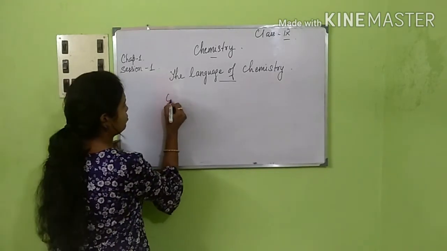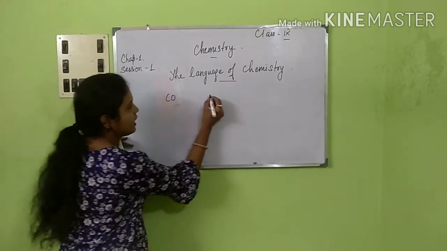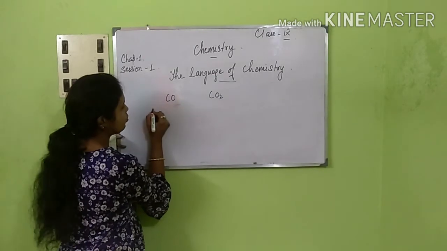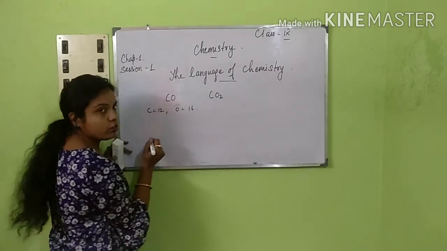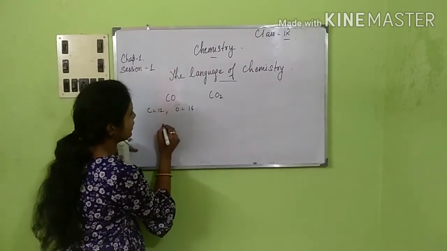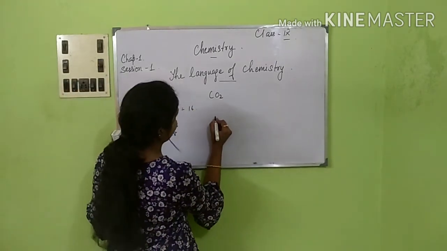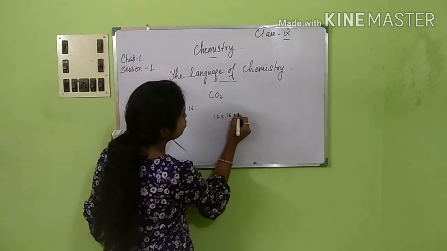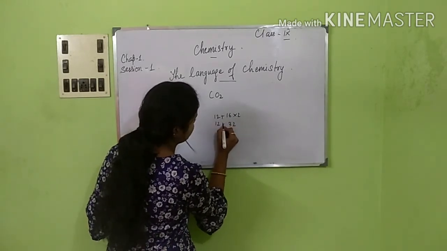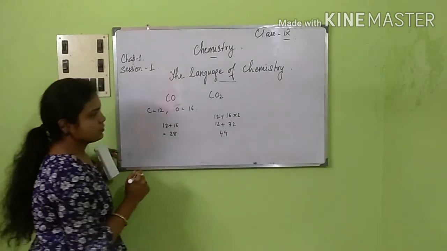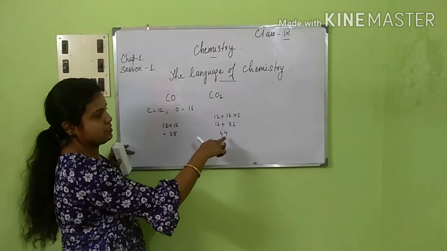Come to CO2 now. Sorry, carbon dioxide. If it is monoxide, then it is CO, and this is CO2. Carbon atomic weight is 12, oxygen is 16. For monoxide, the molecular weight is 12 plus 16, that is 28. And for carbon dioxide, it is 12 plus 16 into 2. Why 16 into 2? Because there are 2 atoms of oxygen. So 12 plus 32 gives you 44. So the molecular weight of carbon monoxide is 28, and of carbon dioxide is 44.